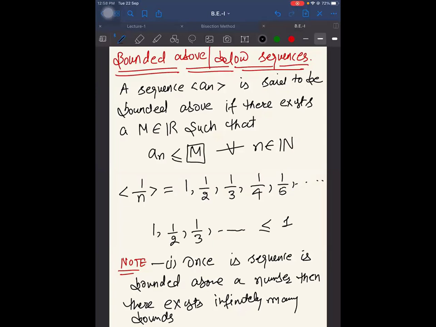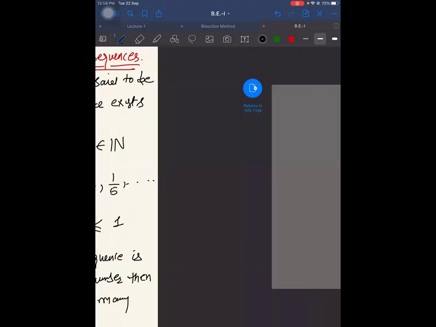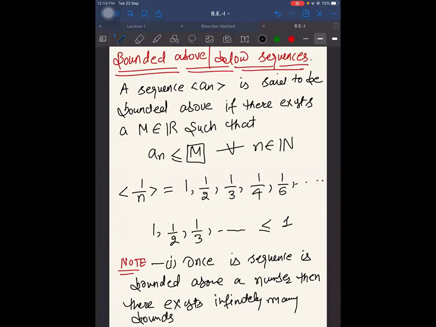And sir, once the sequence is bounded above, it is bounded above by many numbers. True, right? So, say yes. Anyone? Okay, let's move ahead.